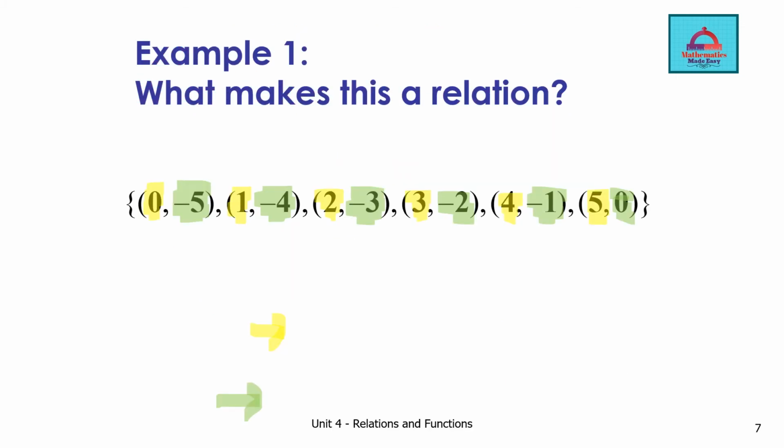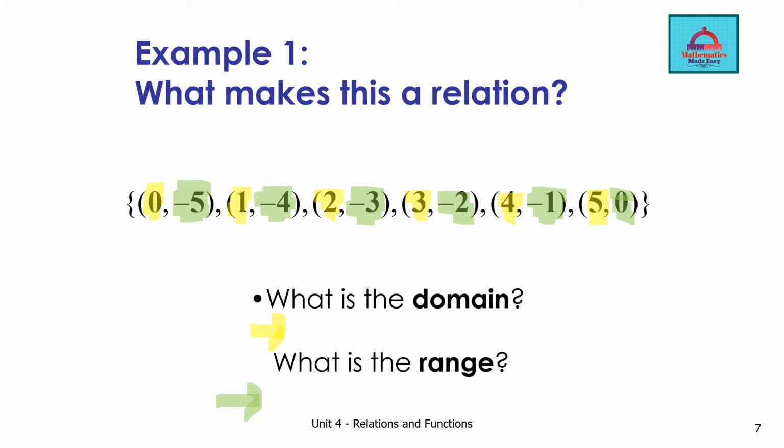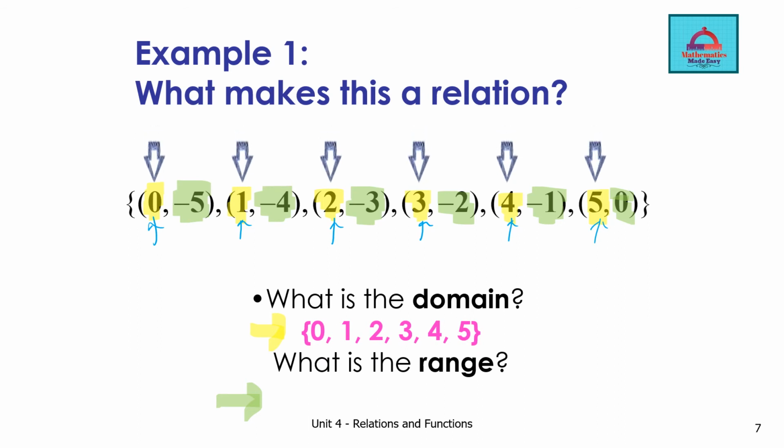Now what makes this a relation? Just see carefully the ordered pairs. So there are 1, 2, 3, 4, 5, 6 ordered pairs given. So we can write the domain, we can write the range. What is the domain? So domain is the x value. So 0, 1, 2, 3, 4 and 5. Now this is already in ascending order, so you can write it in this way.